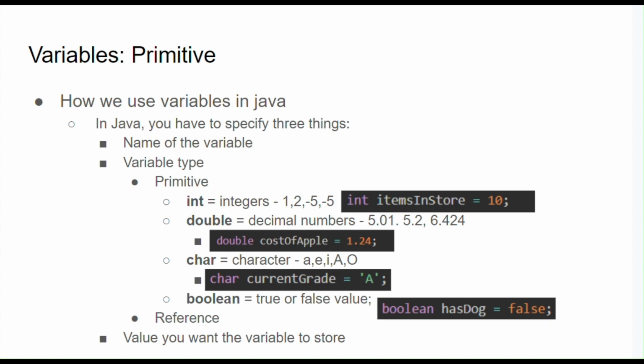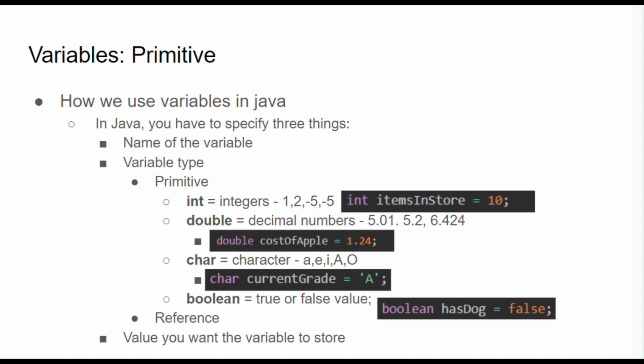And then you can see the example that mirrors what we did in our previous example. We want to make a variable of integer type, so that's int. Again, these are the rules for Java. And then the name of the variable, here it's items in store. And then we want to store the value 10, and we do that by putting equals and then 10.